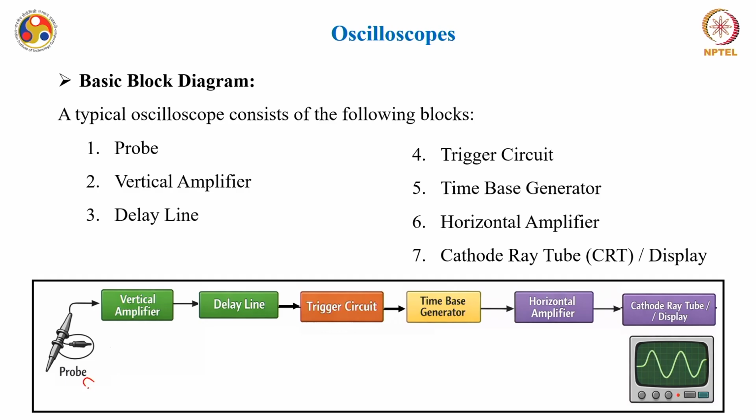You have a probe, a vertical amplifier, delay line, trigger circuit, a time base generator, a horizontal amplifier. We have also seen that there is a CRT or a display to showcase the data that this probe has captured. Let us see what is the role of each of them in an oscilloscope. But before we actually see the components, let us try to understand the basic working principle, so that it will be very easy for you to connect with these components.